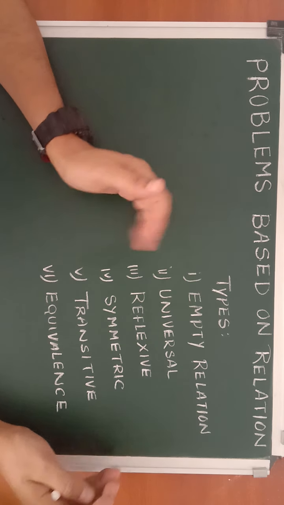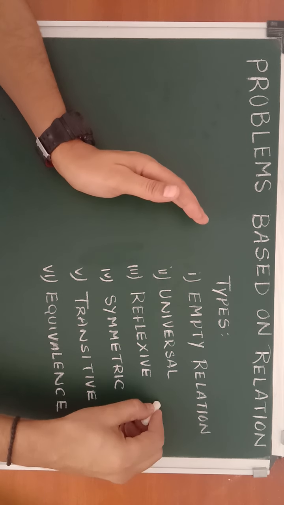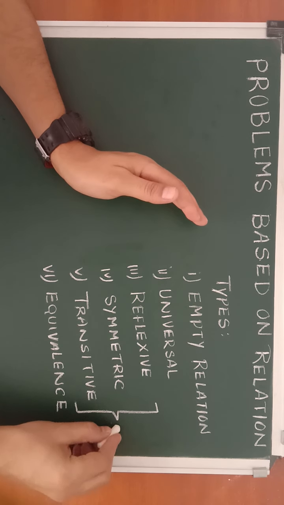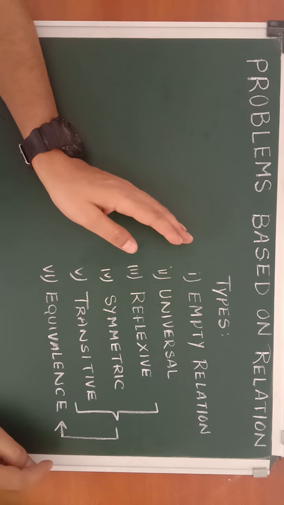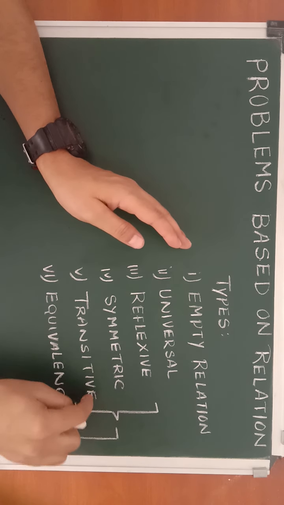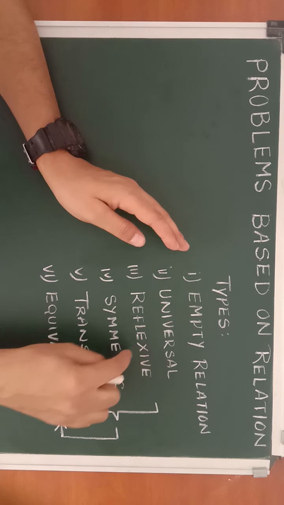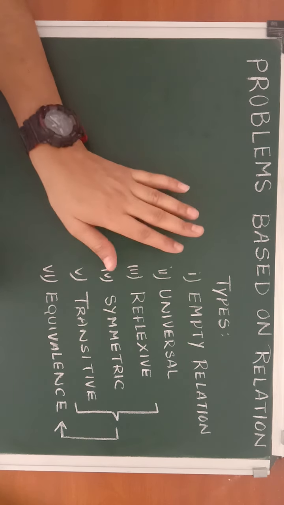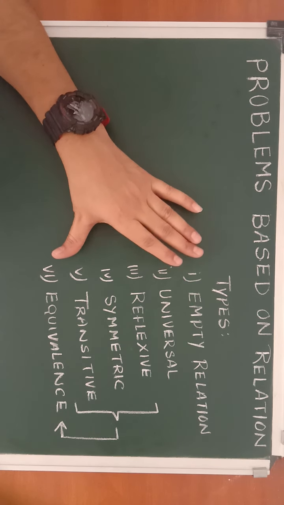And the most important, the last one, equivalence relation. Children, you know that when a relation is reflexive, symmetric and transitive, then such a relation is called an equivalence relation. So when you are asked to prove that the given relation is equivalence, you have to prove all the 3 properties: reflexivity, symmetricity and transitivity. When a relation satisfies all the 3 properties, then you can surely declare that the given relation is an equivalence relation. Fine. So these are the 6 categories under which we are going to discuss the questions.